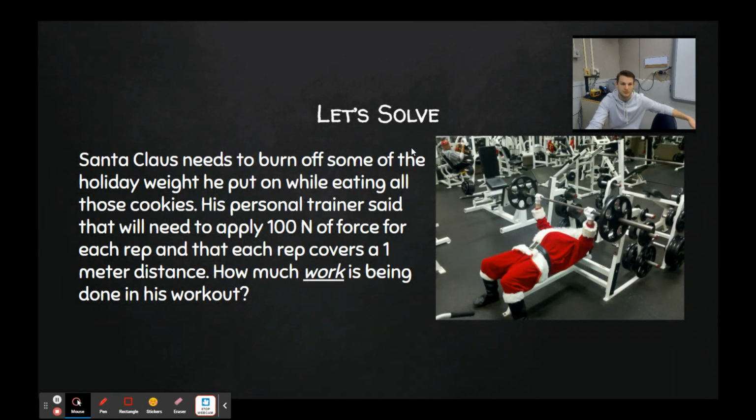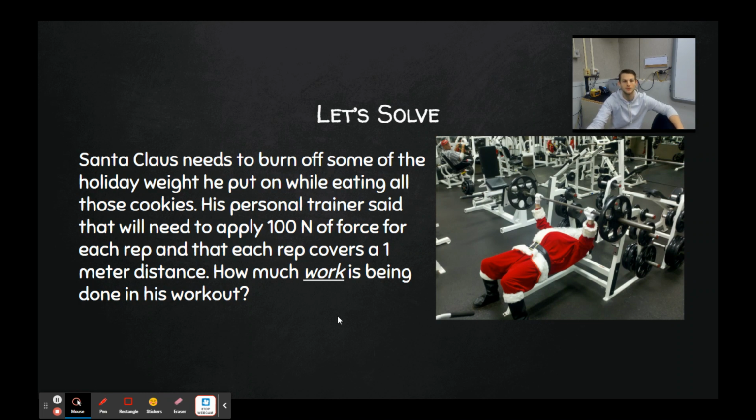So let's solve for Santa Claus. Santa Claus needs to burn off some extra holiday weight he put on eating all those cookies. His personal trainer said he needs to apply 100 newtons of force for each rep, and that each rep covers 1 meter distance. Now, obviously, his arms aren't a meter long, but I'm trying to make it easy for you. So how much work is being done in this workout per rep?